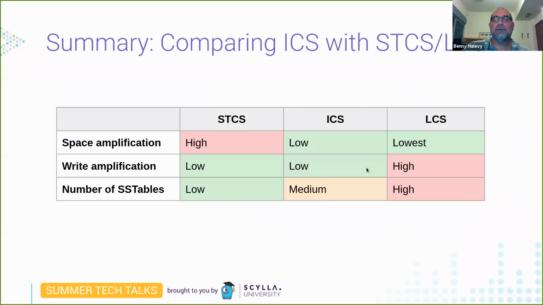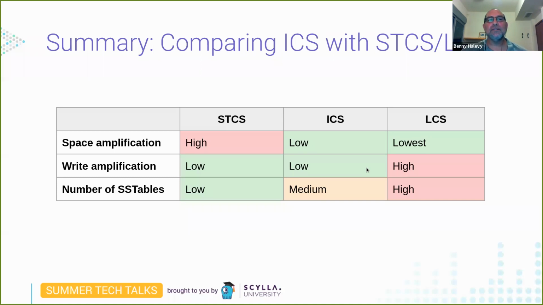To summarize, let's compare the properties of ICS with STCS and LCS. First, space amplification. We realized that it's very high in STCS, and it's highly improved in ICS by using SSTable runs that reduce mainly the temporary space requirements of STCS. In LCS, however, we have even lower and bounded space amplification.